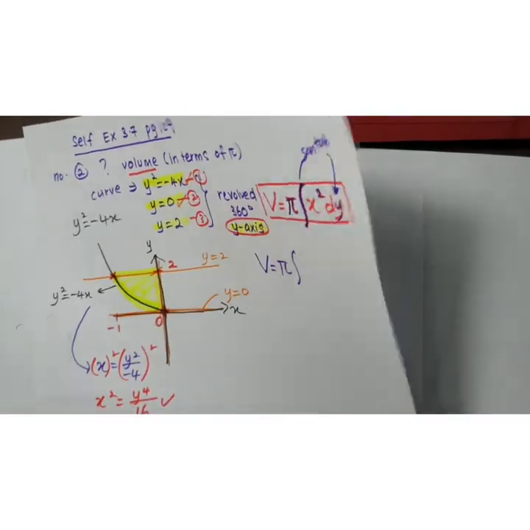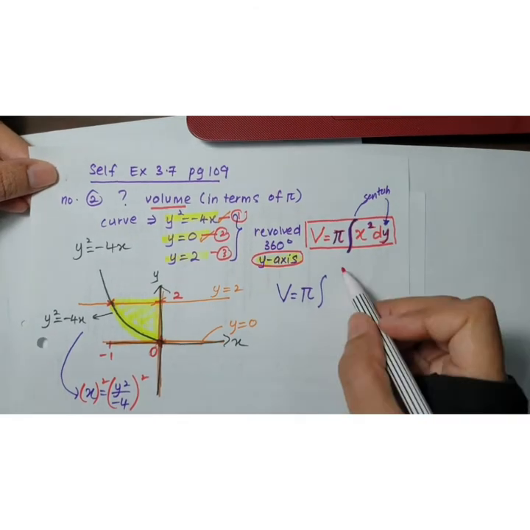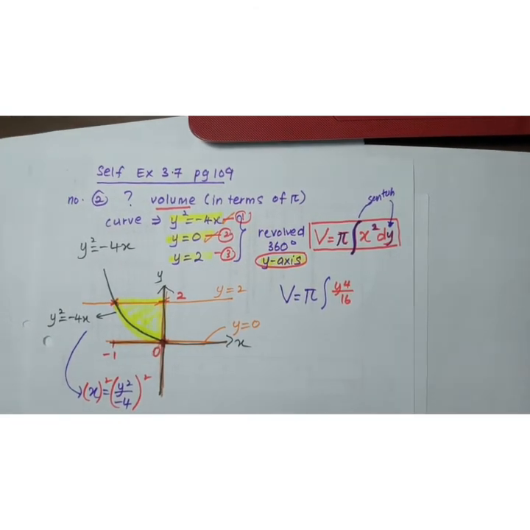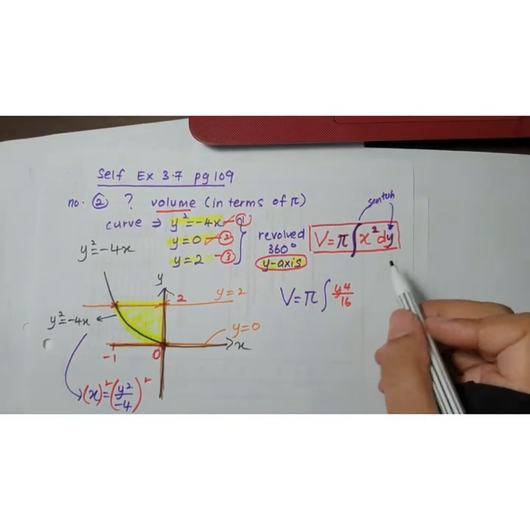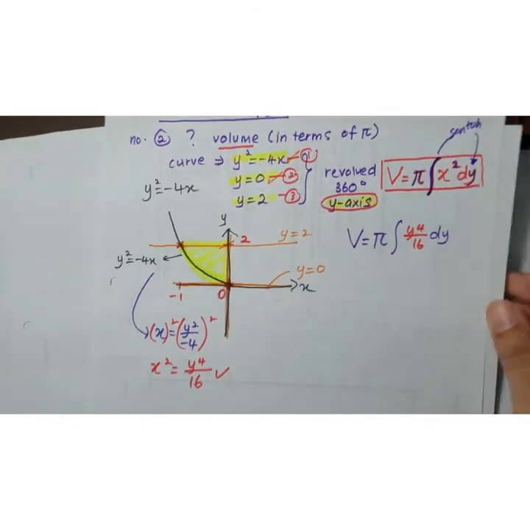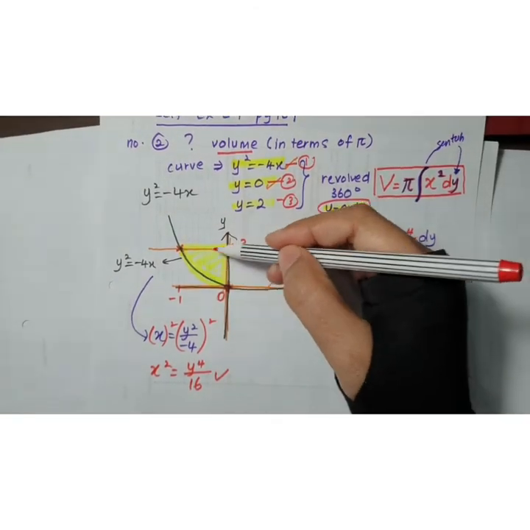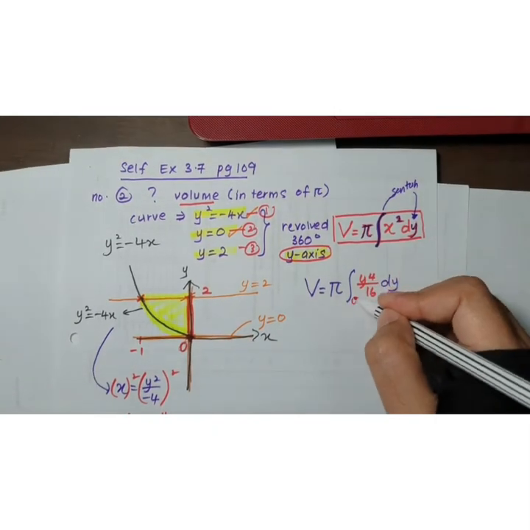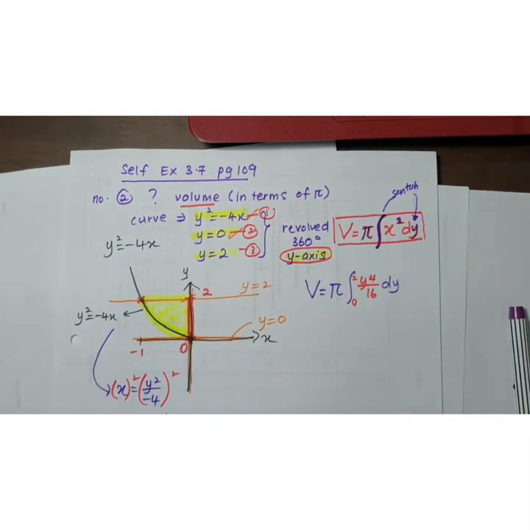So now, for the formula of volume, you need x squared as your subject, so you put in y to the power of 4 over 16 here. And always, since now we rotate about the y-axis, dy. And the limit is on the y-axis. Since the region is here, you take from 0 until 2.